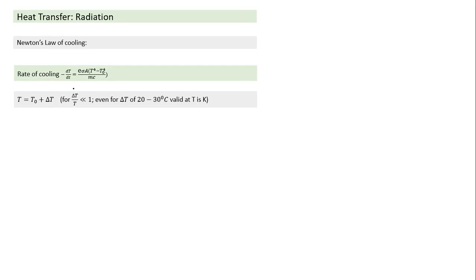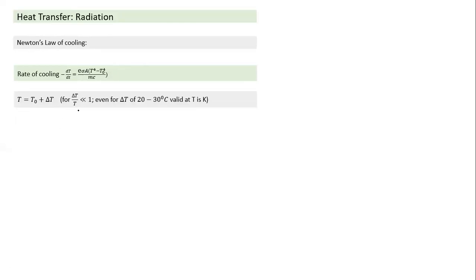What is Newton's law of cooling based on? We assume the temperature of the object is higher compared to the temperature of the surrounding by a term delta T. This is the difference in temperature between the object and the surrounding, and the object temperature is higher than the surrounding temperature. This is based on the approximation that delta T, the difference in temperature, divided by the value of the temperature of the object, is much less than 1.